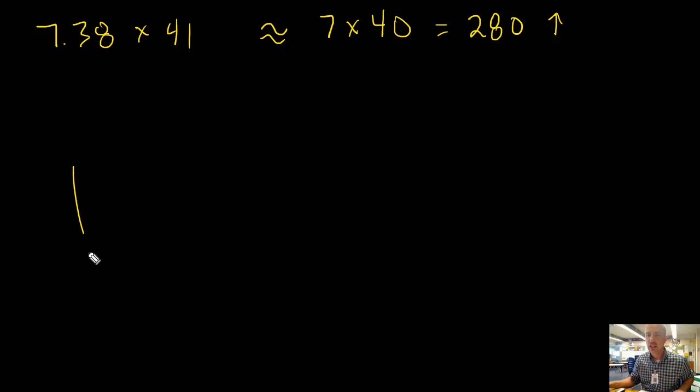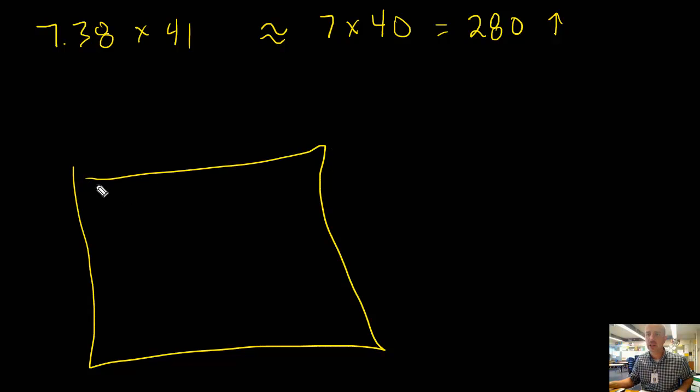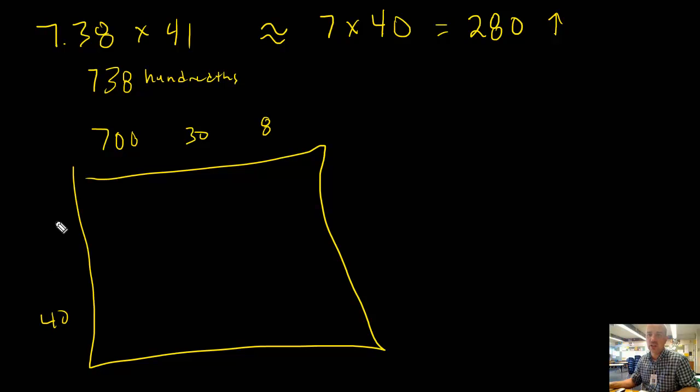So if we're looking at this in terms of an area model, wow, that's a really wonky rectangle. Please excuse my rectangles. I'm going to rename this as 738 hundredths. And then I don't have to worry about that decimal. So now I can start to multiply. I can put this in here. I'm going to break this out in expanded form: 700, and I also have 30, and I also have 8. And coming up, I have 40, and I also have 1.